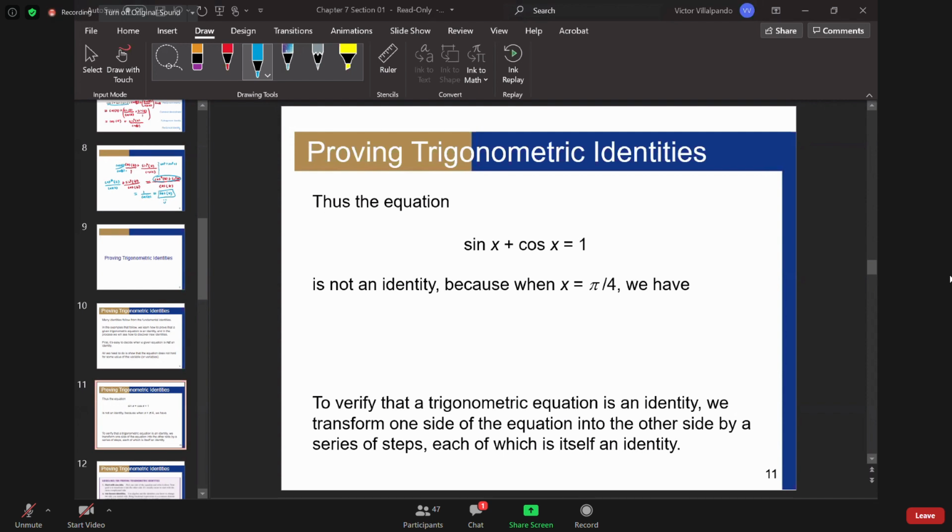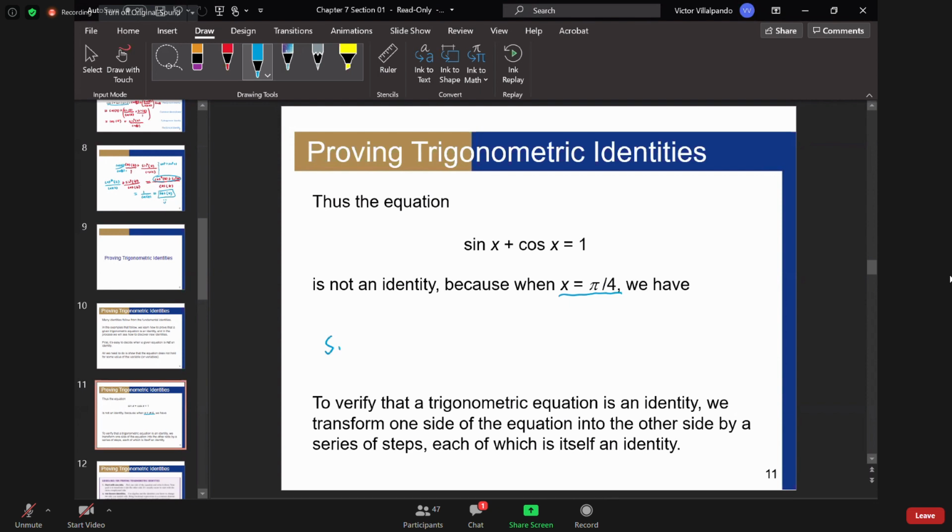So let's go ahead and choose x to be pi over 4. If you're in degree mode, that would be equivalent to 45 degrees. Let's see if this equals 1. This is how you can simply show that something is not an identity, by picking a value for x. They happen to pick pi over 4, 45 degrees.